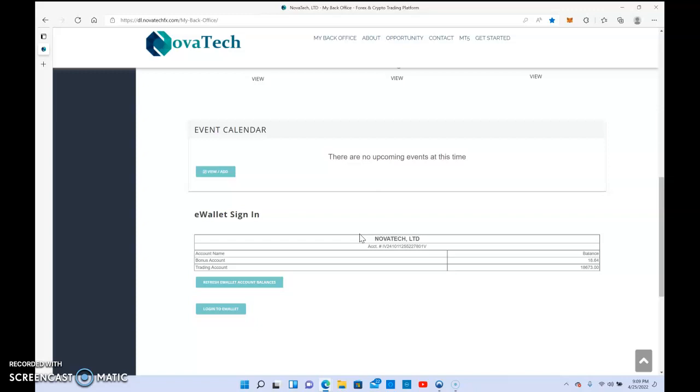I like Novatech. It's my favorite one out of all of them, because it's showing consistency. They're very transparent, and they've been around for the longest. They've been around 3 years. So it's definitely somewhere where I don't mind adding funds to.